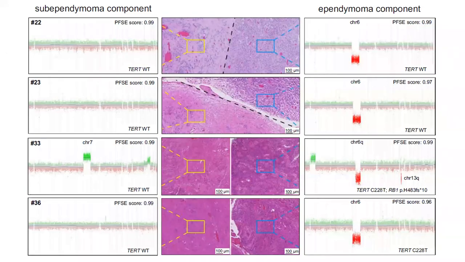Furthermore, in these 4 cases they microdissected the two components and looked at them. The ependymoma is on the right. That's the only component that showed loss of 6, and in some of them the TERT promoter mutation, like the bottom two cases. The subependymoma histology did not have those alterations, right?